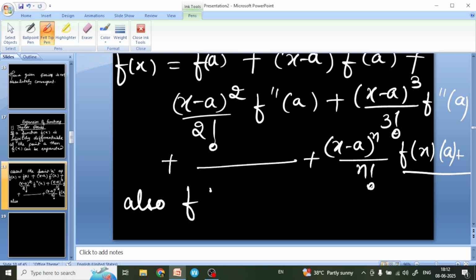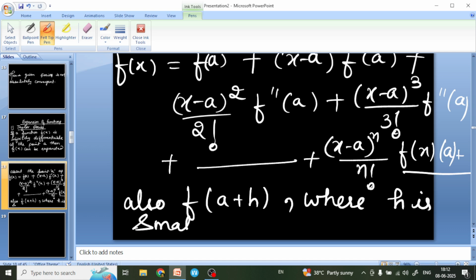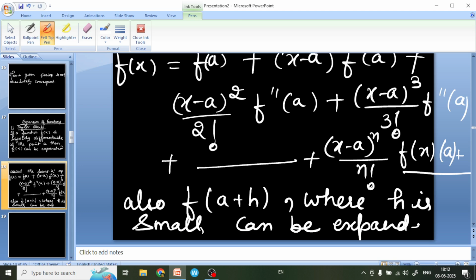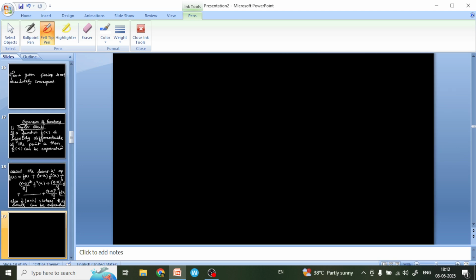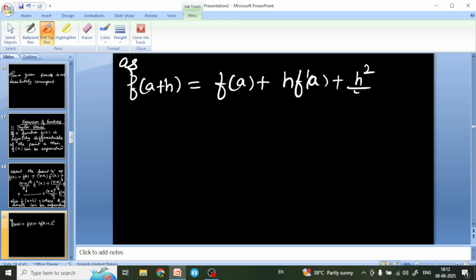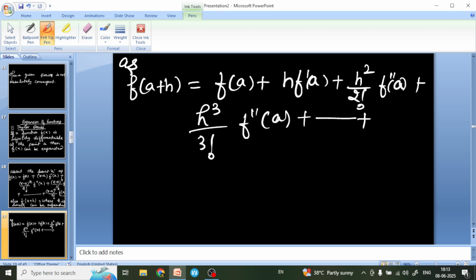And also you can say f of a plus h, where h is small, can be expanded as f of a plus h f dash a plus h square over 2 factorial f double dash a plus h cube over 3 factorial f triple dash a plus up to plus h raised to power n over n factorial f n of a plus and so on. This is your Taylor's series.